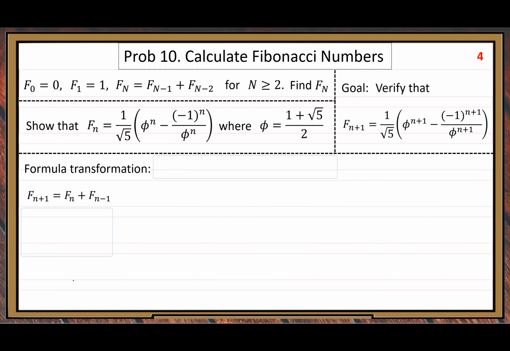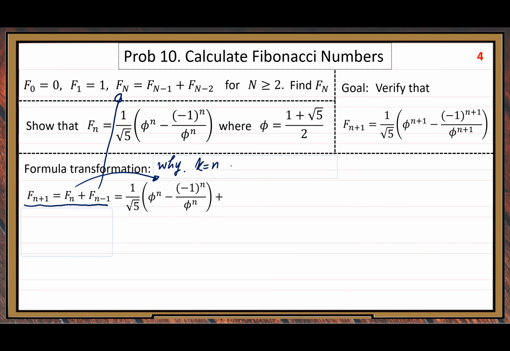And when we start with this formula, that's legal, right? Because it is given. This recurrence relation is given. So this step is legal, so we do not worry about it. Then, first, Fn, we can use this formula. Why can we use this formula? Because k equals n, this is in the range, right? Remember, what is the range?